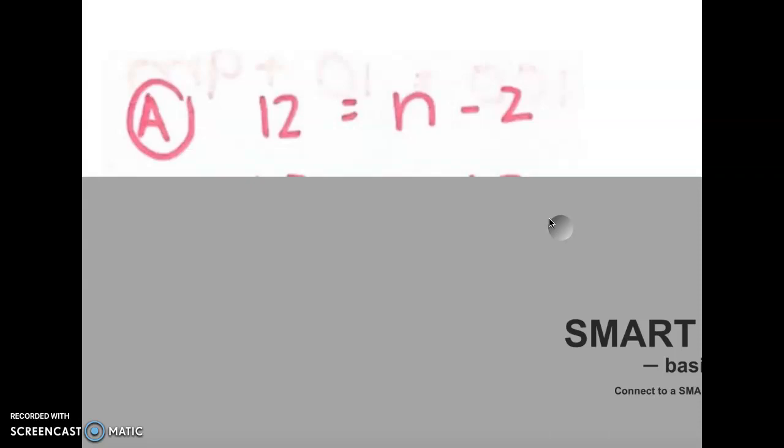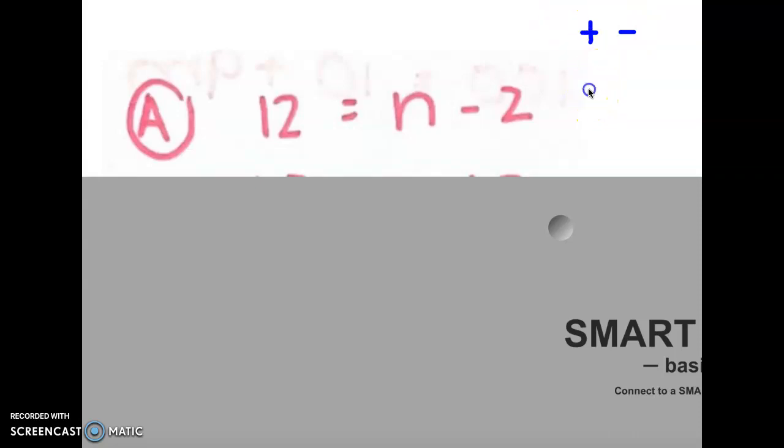So when we're doing these, we're solving the equations for the variable. So we want to isolate the variable, or get that n on one side of the equation by itself. To do this, we need to use our inverse operations. So remember, those are operations that undo each other. Adding and subtracting are inverse operations. To undo adding, you subtract. To undo subtraction, you add.